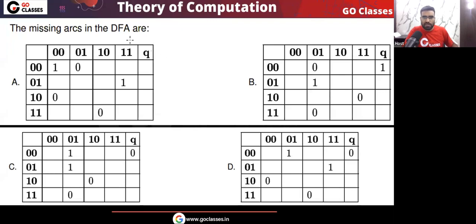So which options are gone? Four options are given to you. You can notice option A is gone. Why is option A gone? Because you already know that in this state 00, please focus, if symbol zero comes, then I should go to state Q. Yes or no? This should happen. This other option is also gone because of this. So these two options are remaining.